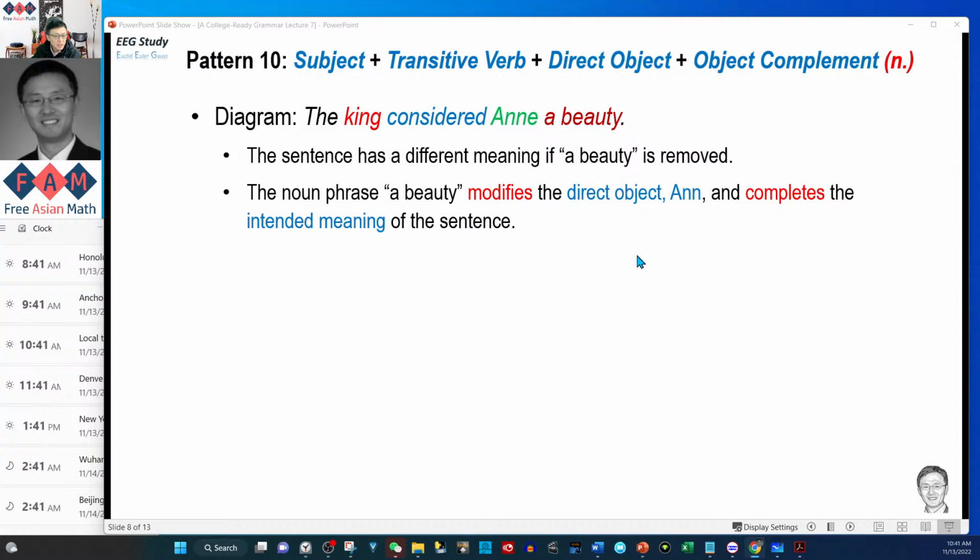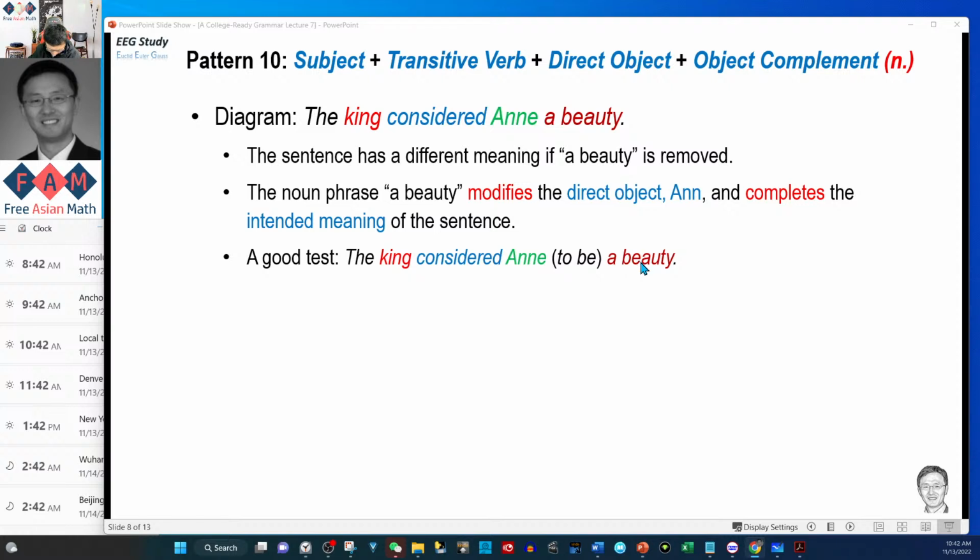By the way, the two versions, beautiful and beauty, the meaning is the same, right? The king considered Anne beautiful, or the king considered Anne a beauty. They exactly mean the same thing, but it's just a different way of saying it. That really makes our writing rich. We have different tools. We have different ways to express the same idea, which is good. Once again, you can use this to be: the king considered Anne to be a beauty. This is a good test.